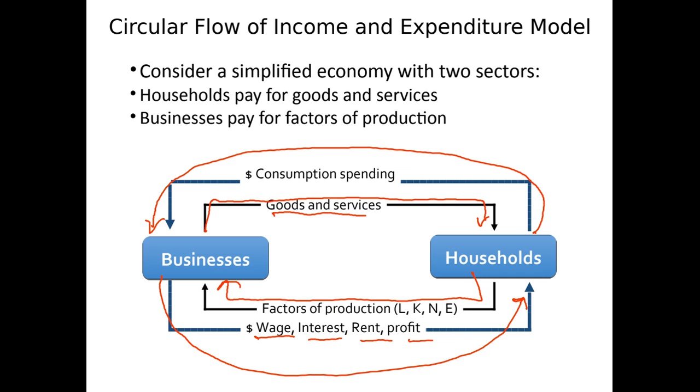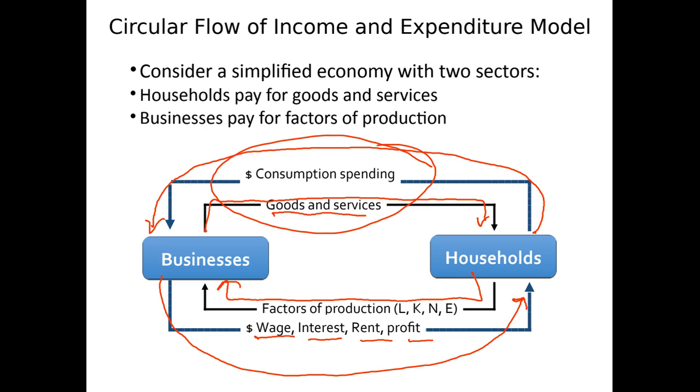factors of production services. So you can see that in the upper portion, goods and services are flowing from business sector to household sector, whereas money is flowing from household sector to business sector. Where does this money come from? So household sector earns this money by selling its factors of production to the business sector.